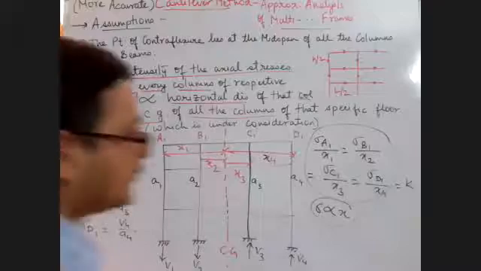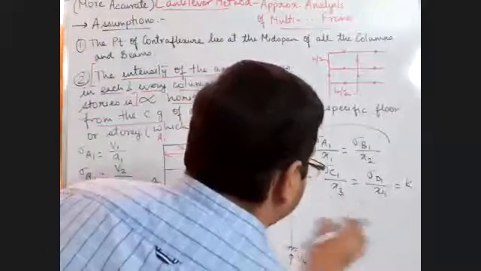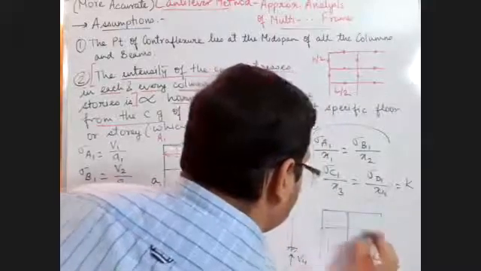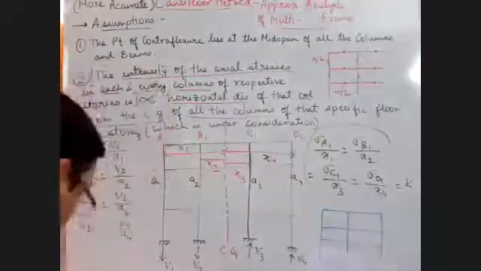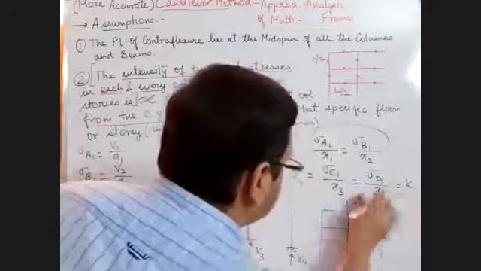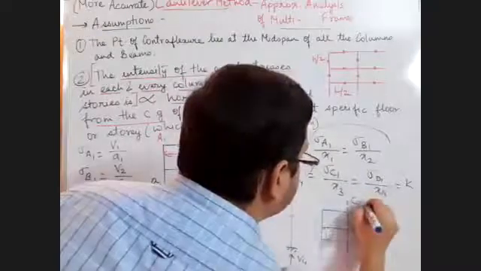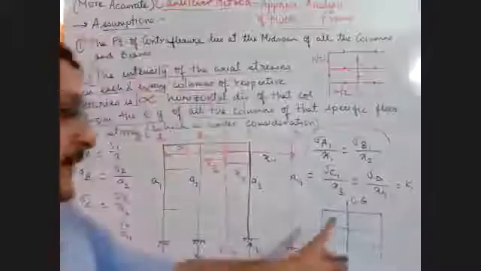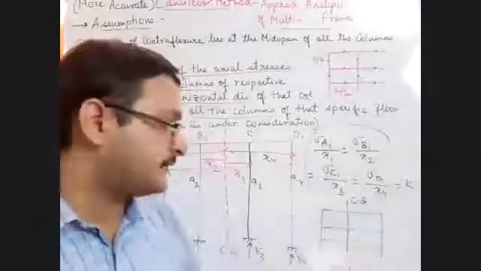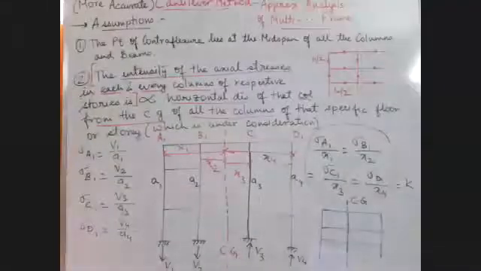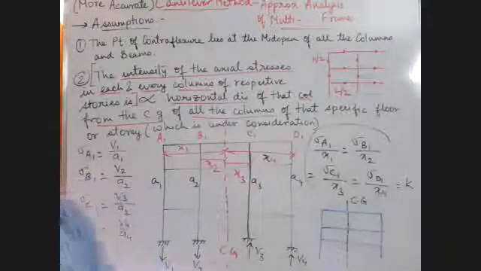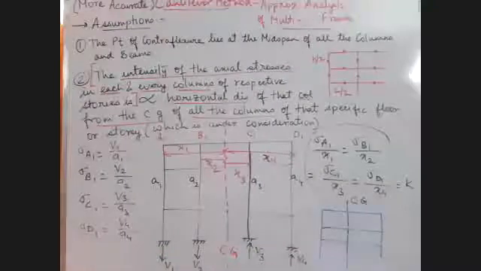Now if I have a frame of 3 columns, for example, you will observe that the CG lies in one of the columns. The CG of the area of the columns, mind it, will lie at the middle column. If you have taken this down, please note this thing.